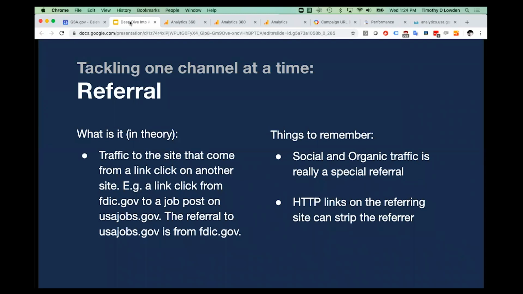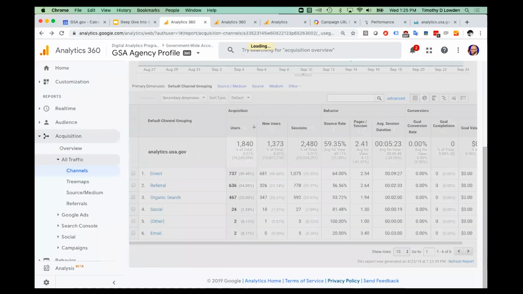For social, very similar. If a referral is coming from twitter.com, facebook.com, Instagram, and they have all these other ones, VContacte and Baidu and all these things, then push it into the social bucket. So really, referrals encompass a lot of different things, but if the referral does not match one of the lists for social or organic traffic, then it will just come through as referral. And as I just mentioned, HTTP links on the referring sites can strip the referrer out.